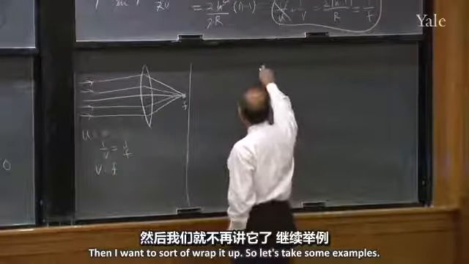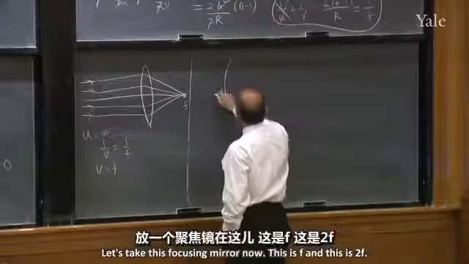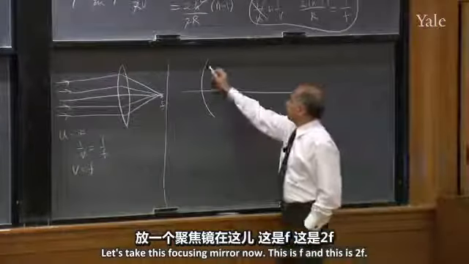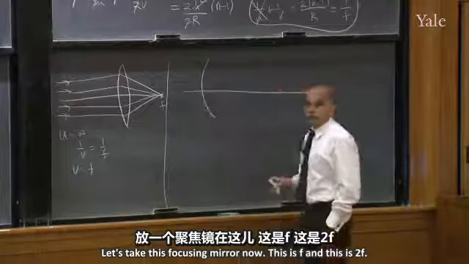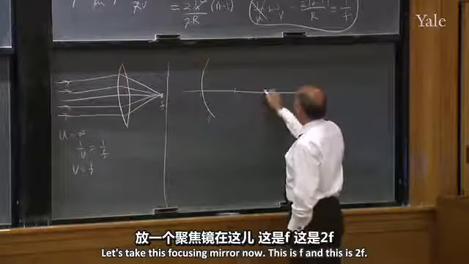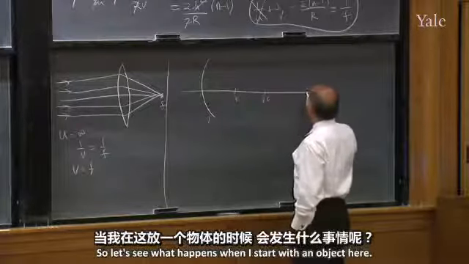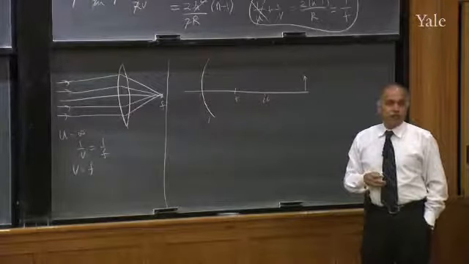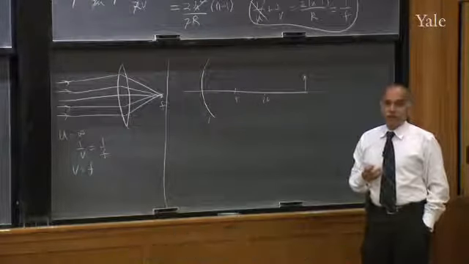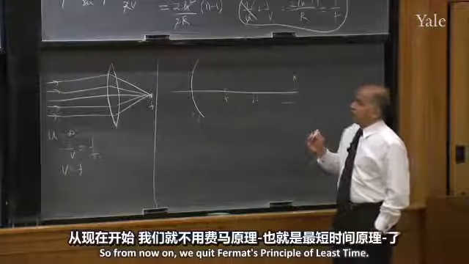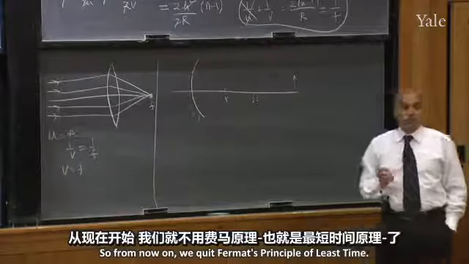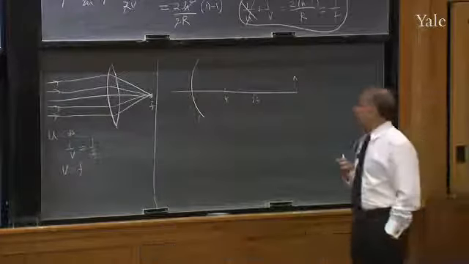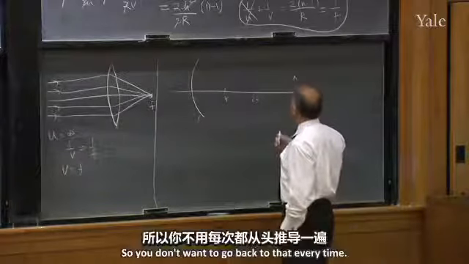So let's take some examples. Let's take this focusing mirror now. So this is f, this is 2f. Let's see what happens when I start with an object here. You should be able to draw the ray diagrams. I'm just drawing you a few of them. So from now on, we quit Fermat's principle of least time. We just go back to the usual diagrammatics, having convinced ourselves it all follows from the principle of least time. So you don't want to go back to that every time.